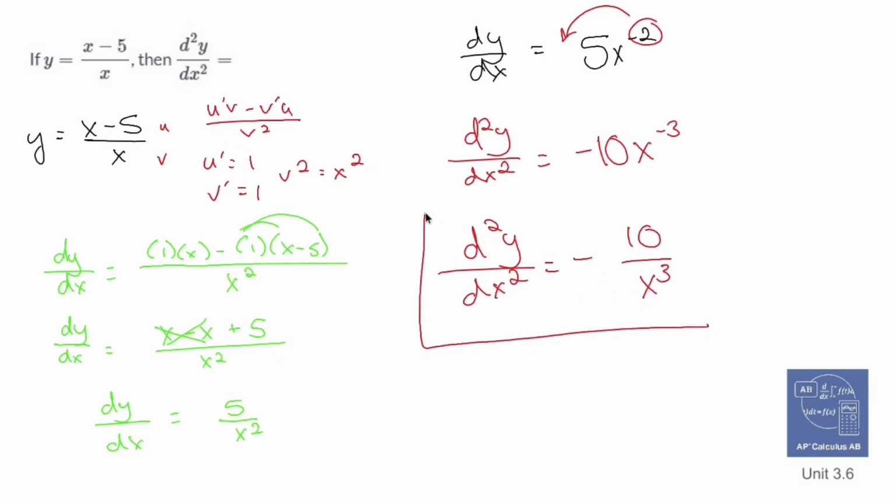Oh. So that started out looking like, oh, this is going to be a problem, quotient rule twice, and it could have been, but I didn't want it to be by doing it this way, so that's another way of doing it. Fun stuff. Find the second derivative of f of x equals sine x times e to the x.